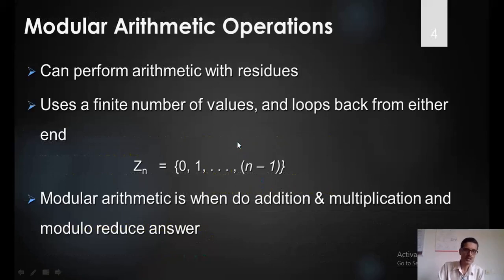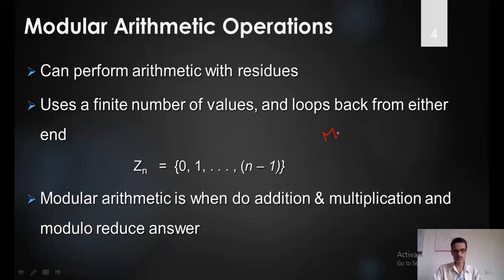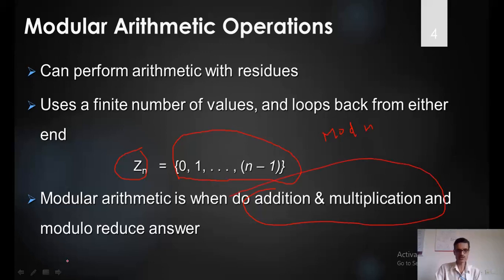Now we will go to the next topic, that is modular arithmetical operation. We can perform arithmetical operations with the residues, that is remainders, what we see as the a mod n function. That means when we consider a mod n, the answer of the operation will always be anything between 0 to n minus 1 only. So it forms a particular set with values 0 to n minus 1. When performing an addition or multiplication operation, we get a reduced answer or remainder, the modulo reduced answer.